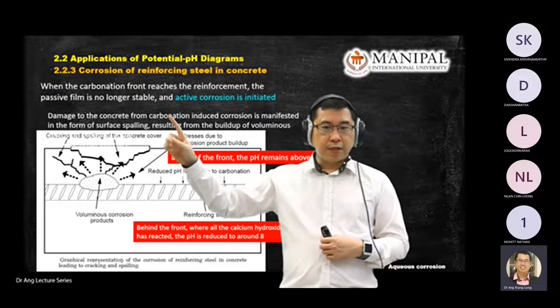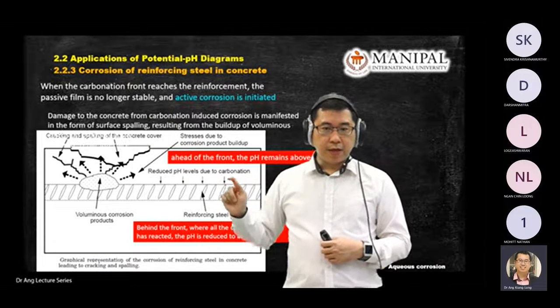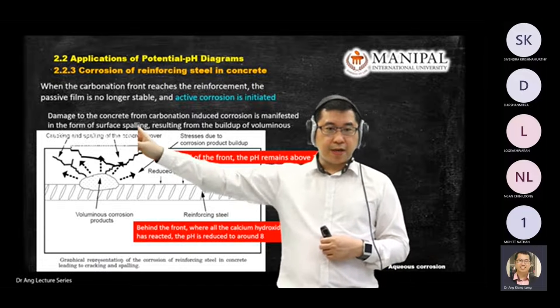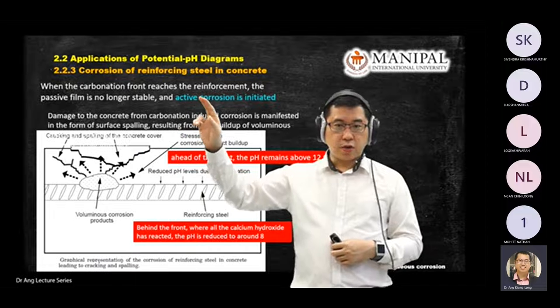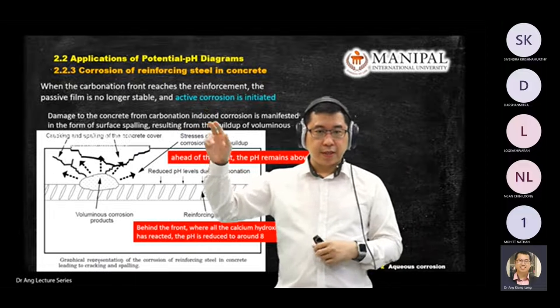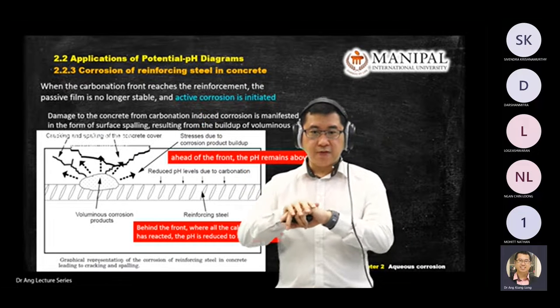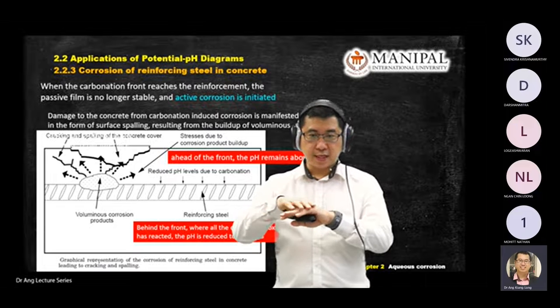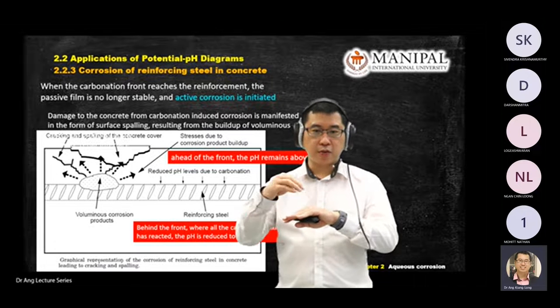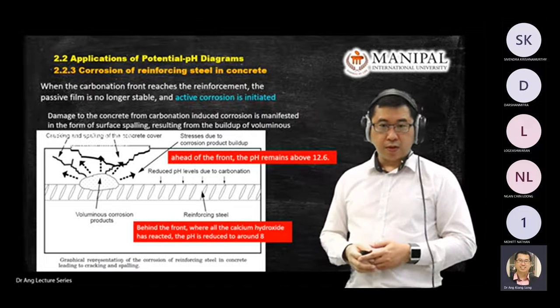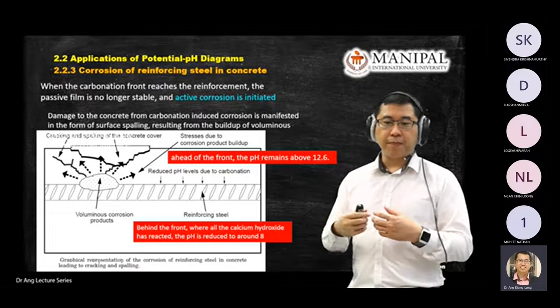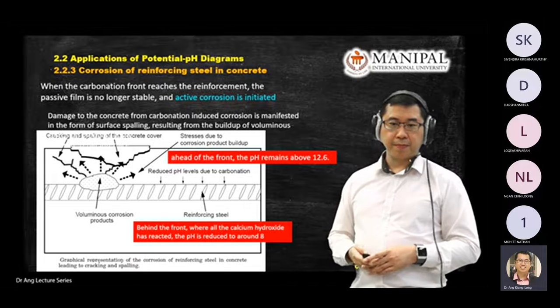Okay, so this one. Earlier, we mentioned that there's a film on the surface. So when active corrosion happens, then this film will peel off and there's a new site for the corrosion to take place. Right? So this is a statement for what happened to the passive film just now on the surface.